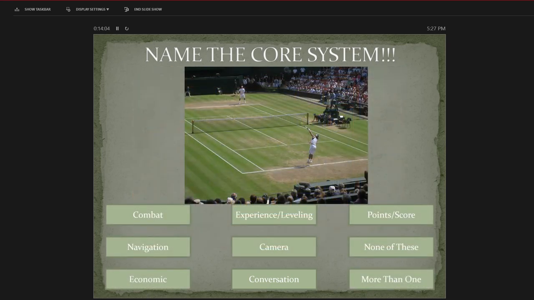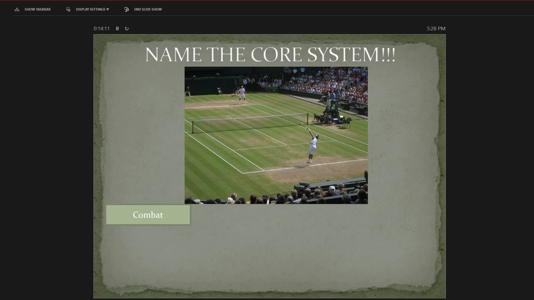All right, tennis. This might be tough for some of you to figure out. That's right, it's combat. Which I know sounds ridiculous. It's a sport, no one dies. But it is actually a one versus one PvP situation and therefore would be considered a combat system.